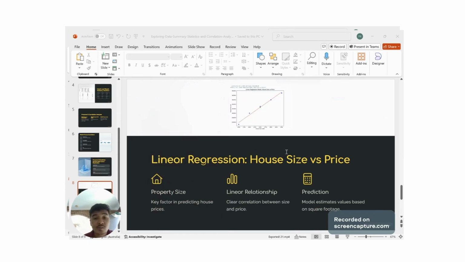This tells us that there's a straightforward relationship between the size of a property and its price. Generally, as the size goes up, so does the price. This model shows how we can use historical data to predict future outcomes in a fairly reliable way.